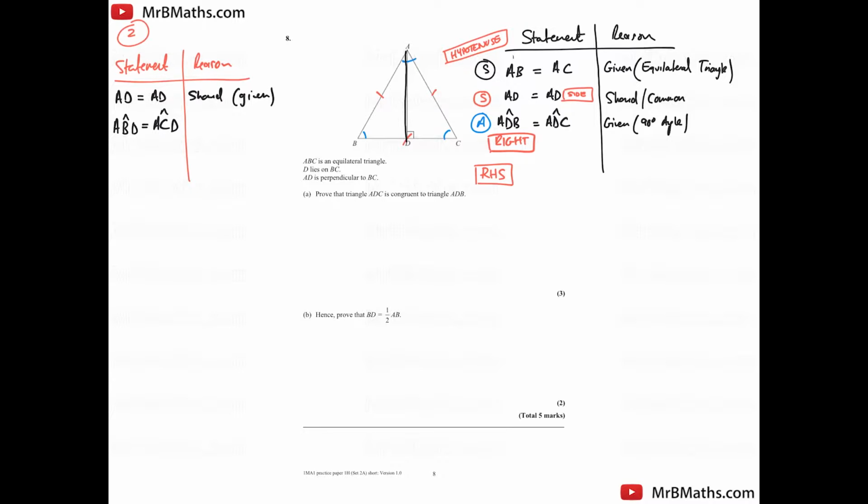That would be for equilateral triangle property. And that would be from an equilateral triangle property. So let's put 60 degrees there. So we've got side angle.